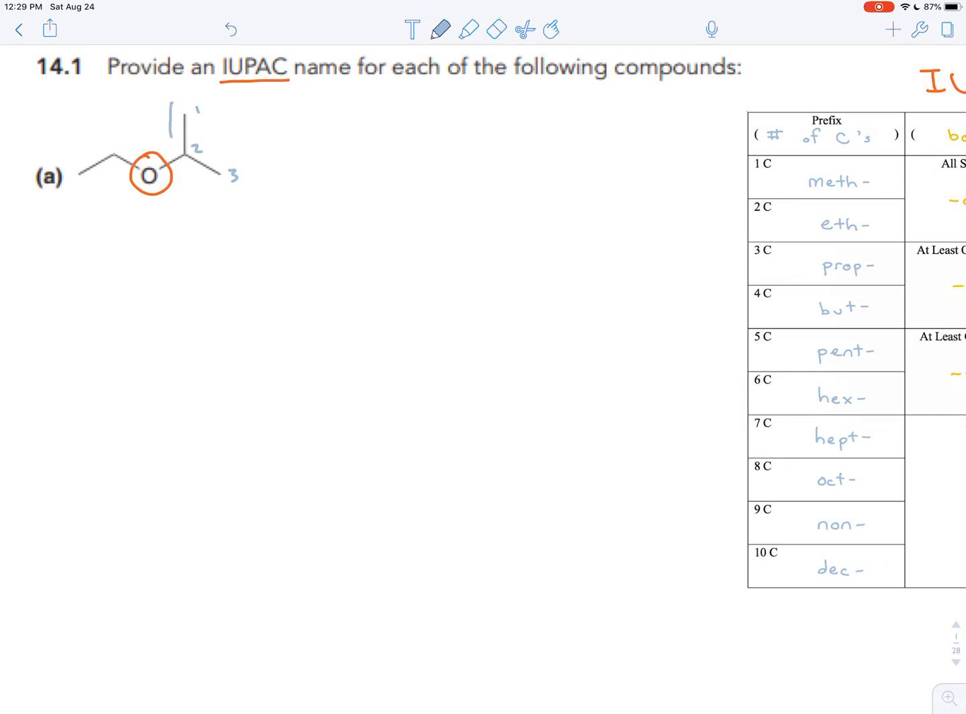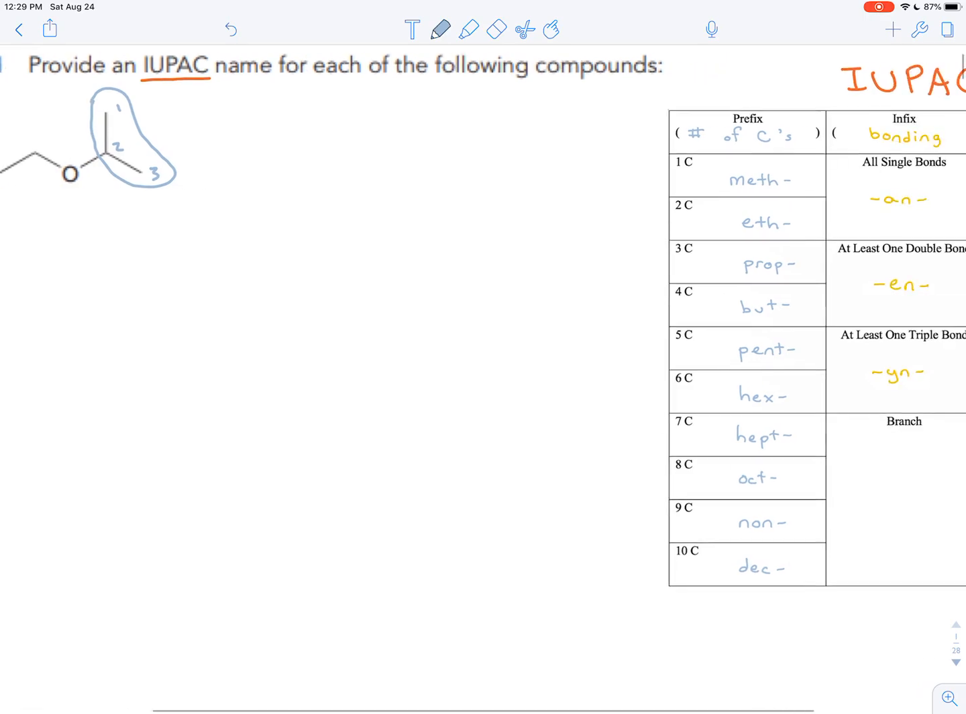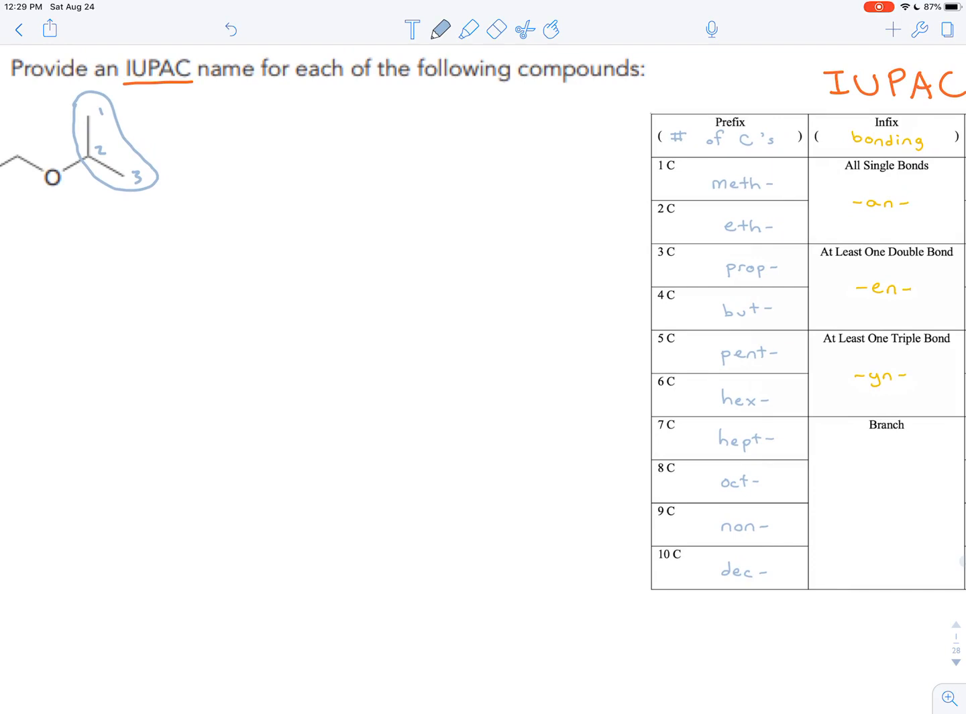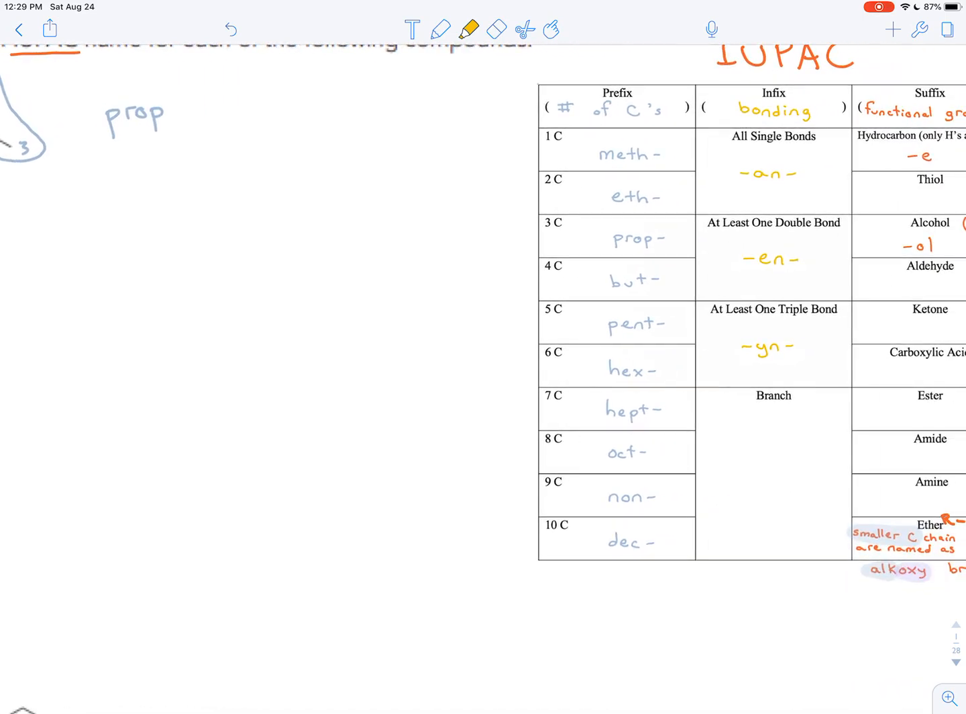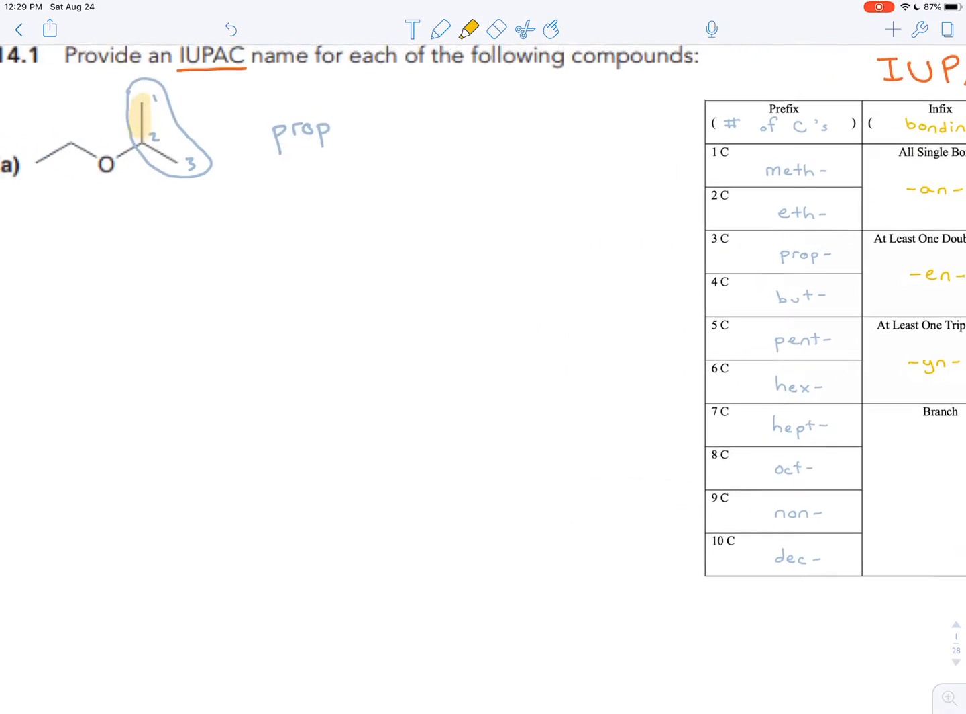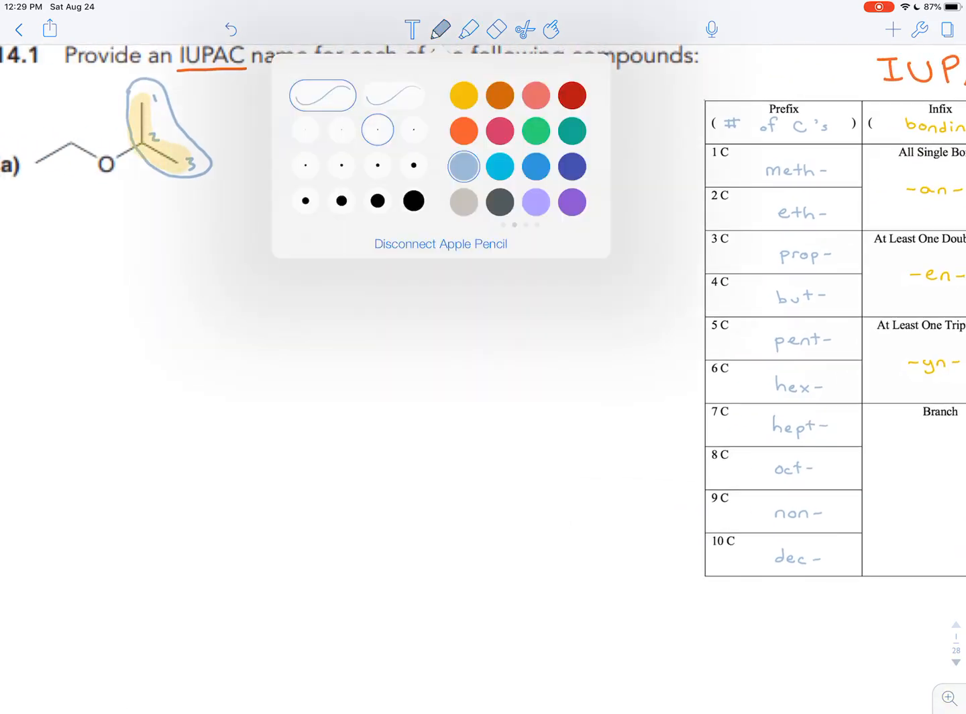Once you have the longer chain, you're going to name that as the backbone. And the ether, along with the other carbon chain, is going to be named as a branch. To name that backbone, the first thing we want to do is find the prefix. There are 3 carbons, and so the prefix will be prop. In that carbon chain, all of the bonds are single bonds, and so the infix is going to be AN.